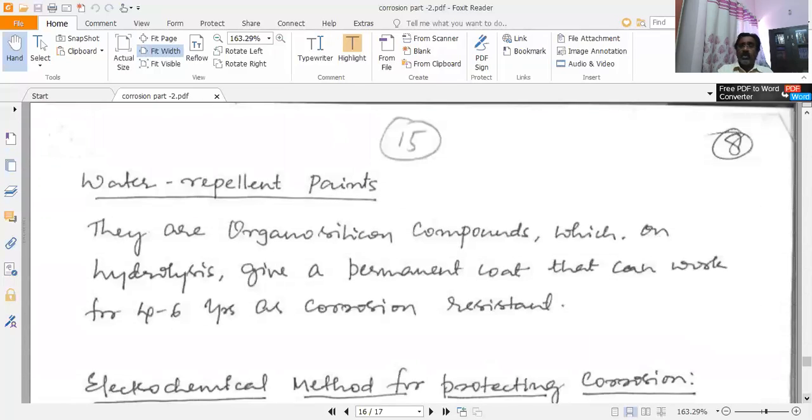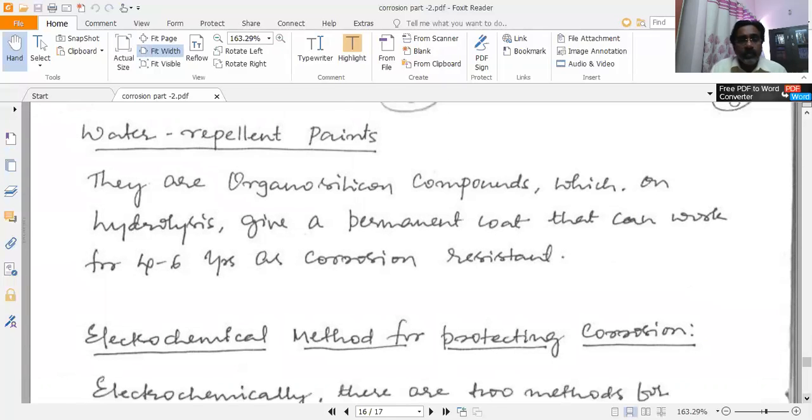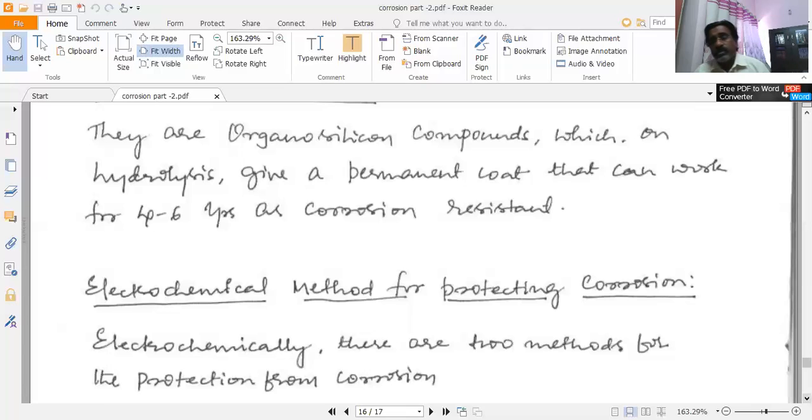Next one is water repellent paints. These are very recent. They are organosilicon compounds which on hydrolysis give a permanent coat that can work for 4 to 6 years as corrosion resistant. So these are some of the methods to control or prevent corrosion.